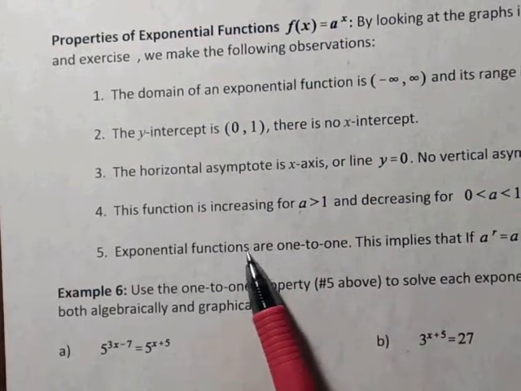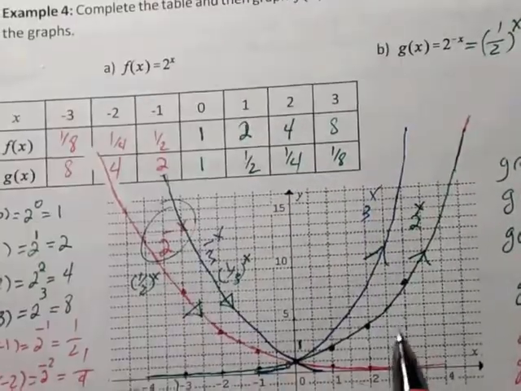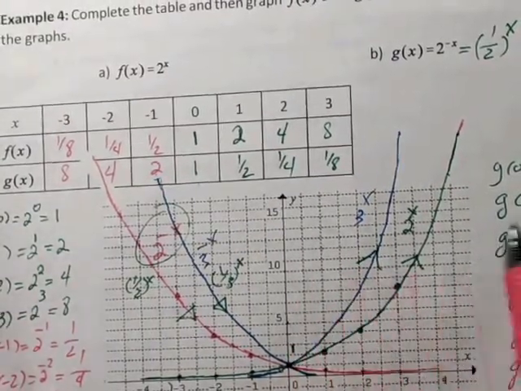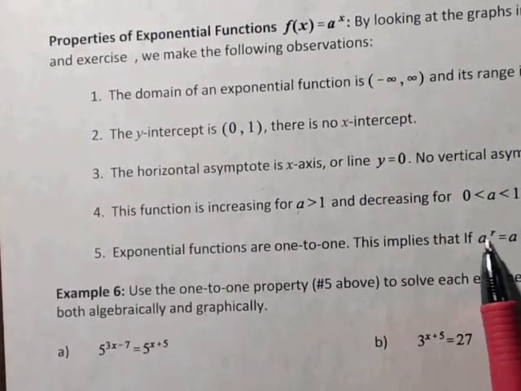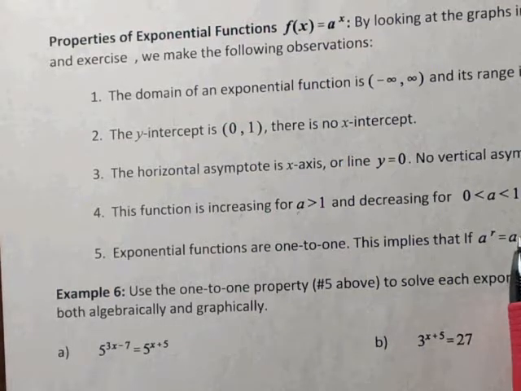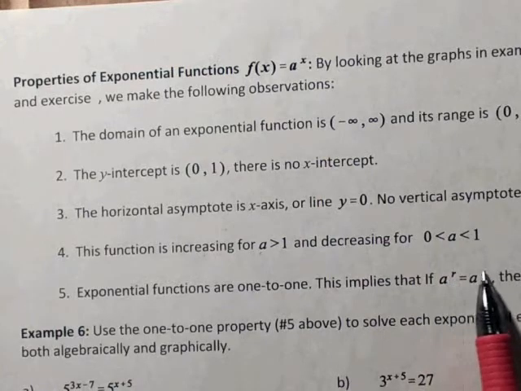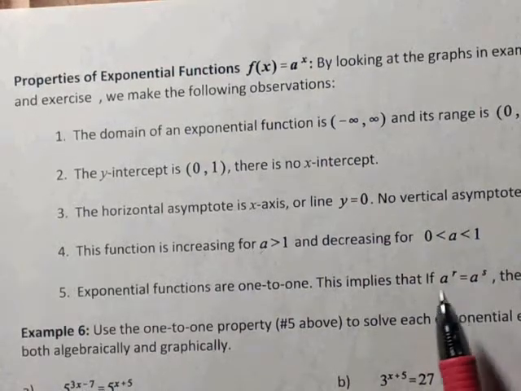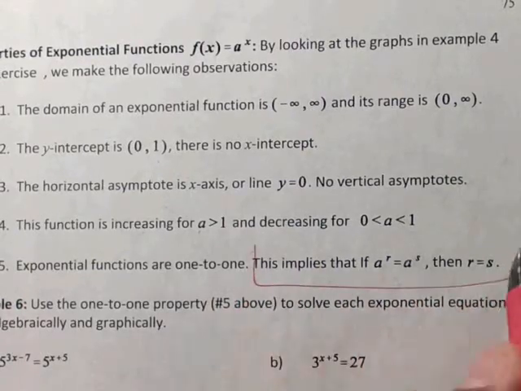And they are one-to-one. You see, if you draw a horizontal line, they pass the horizontal line once. So they are one-to-one. And this one-to-one implies that if I have a to power r equal to a to power s, in other words, if the bases are equal, then the exponents must be equal. This is a very important property.